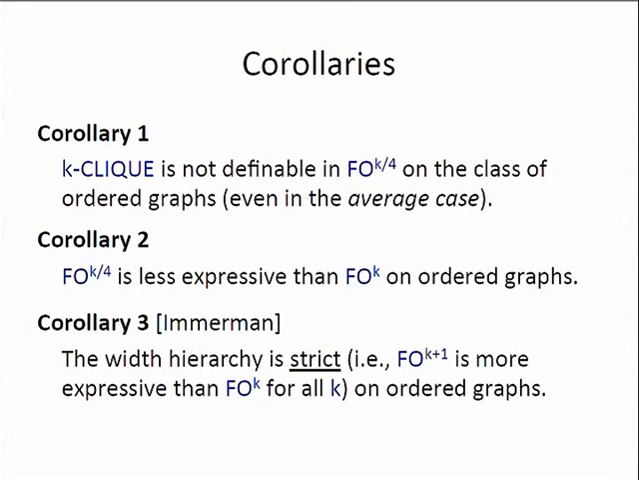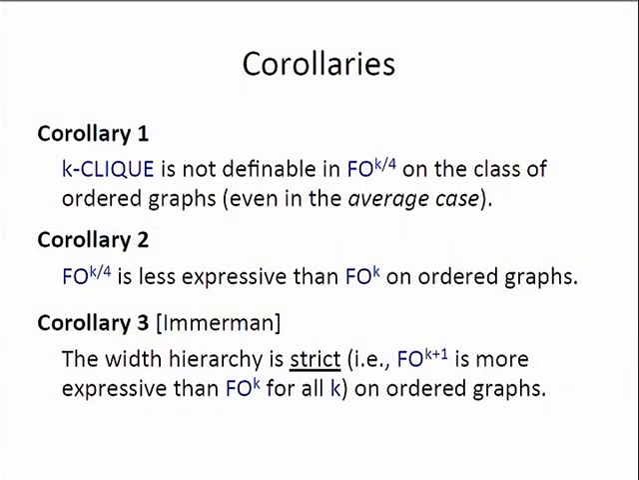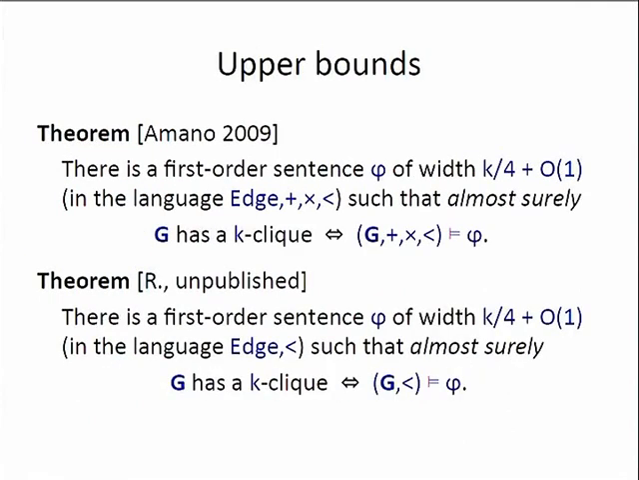So this shows that the width hierarchy for ordered graphs is infinite. It doesn't collapse. And in fact, a nice corollary of these results, pointed out to me by Neil Immerman, is that the fact that the hierarchy doesn't collapse, in fact, implies that it's strict for ordered graphs. So for every k, there's some property of ordered graphs which is definable with k plus 1 variables, but not with k variables. Okay, so this answers that question about width hierarchy for ordered graphs.